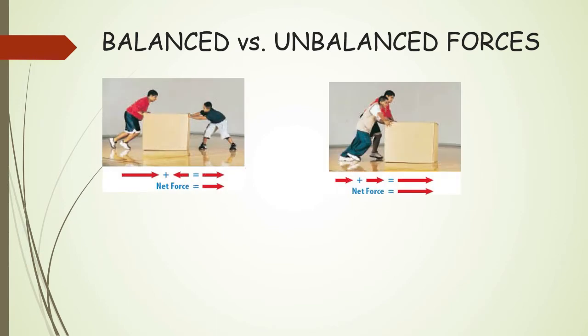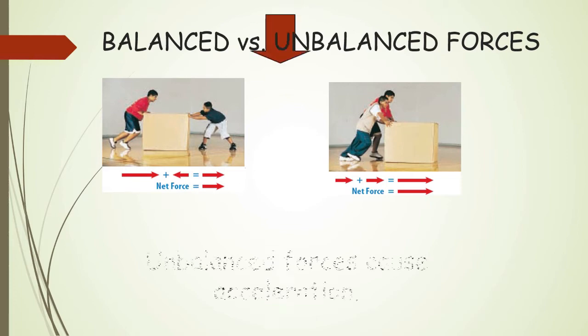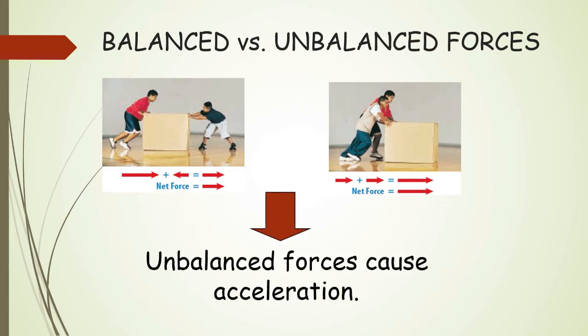But if the forces are unbalanced, there is a net force in a particular direction and this causes an acceleration in that particular direction. Here in these pictures, the net force is towards the right, and so the box starts moving towards the right.